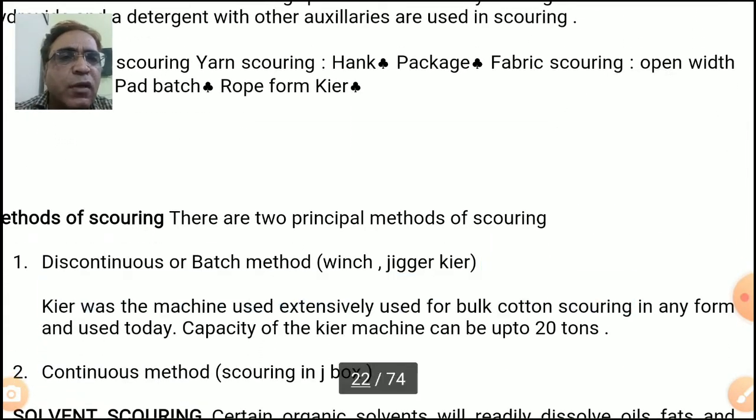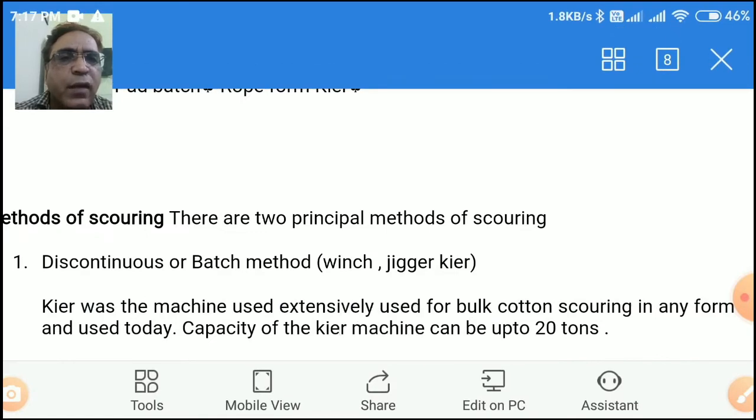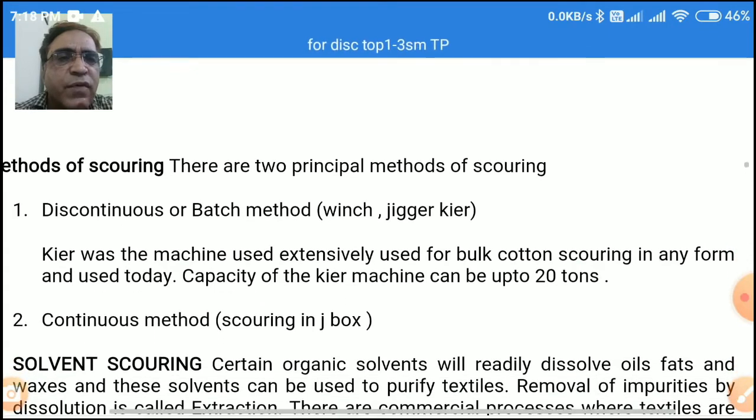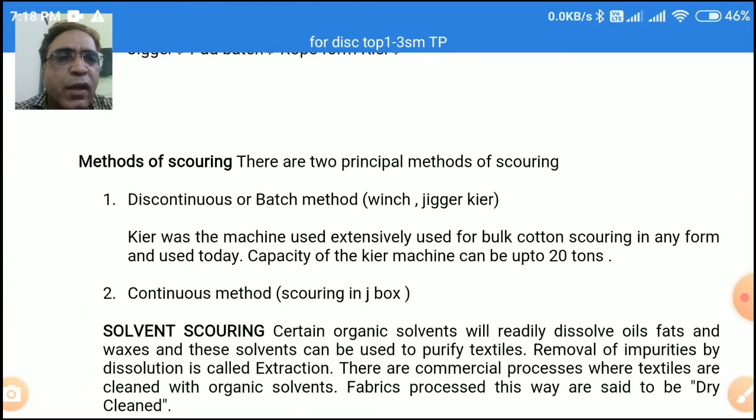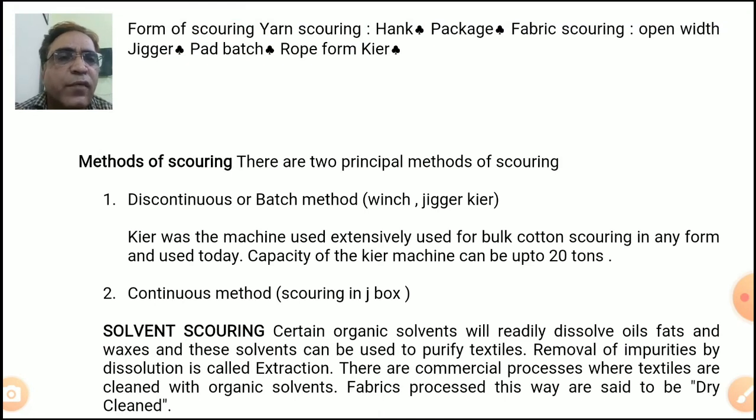Methods of scouring: there are two principal methods of scouring. One is the discontinuous or batch method, which uses winches, jigger machines, and kier machines. The kier machine was basically the machine used extensively for bulk cotton scouring in any form, means it can be in fiber, yarn or fabric form. Even today it is used. The capacity of these machines can range up to, you can say, 20 tons, means on an average 20,000 meters of material can be processed or scoured in one go.